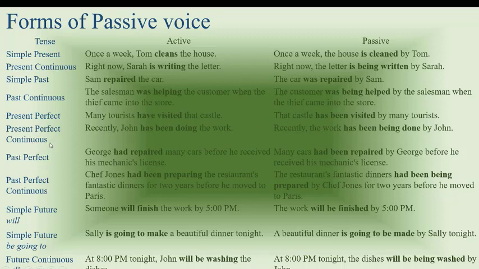Present perfect continuous. Recently, John has been doing the work. Recently, the work has been being done by John. Past perfect. George had repaired many cars before he received his mechanic's license. Many cars had been repaired by George before he received his mechanic's license.